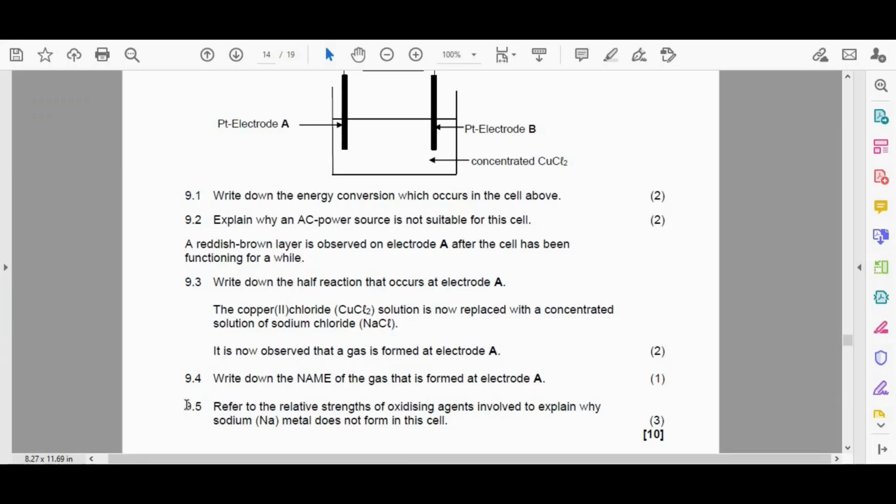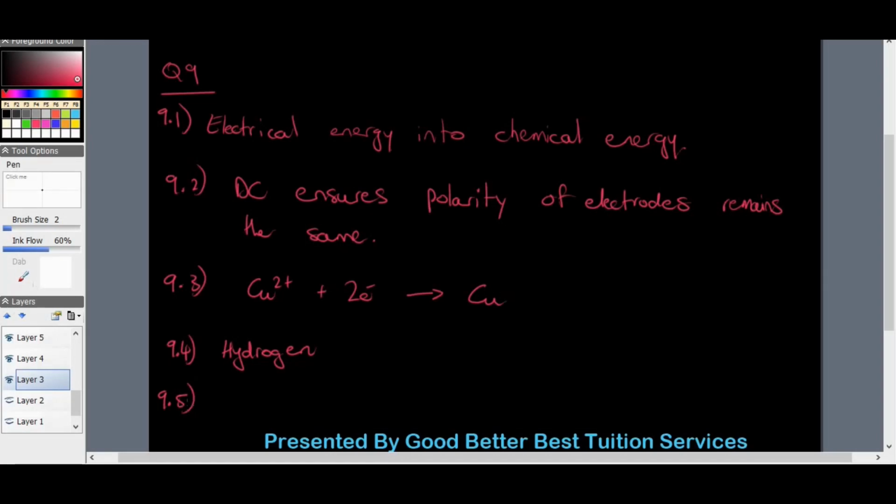And 9.5 is the final question. Refer to the relative strengths of oxidizing agents involved to explain why sodium does not form around this metal. So sodium being also a metal, they want to know why. That is because if we have a look here at water, H2O, which has to be part of any aqueous solution, H2O is a stronger oxidizing agent than the sodium ion, Na+.